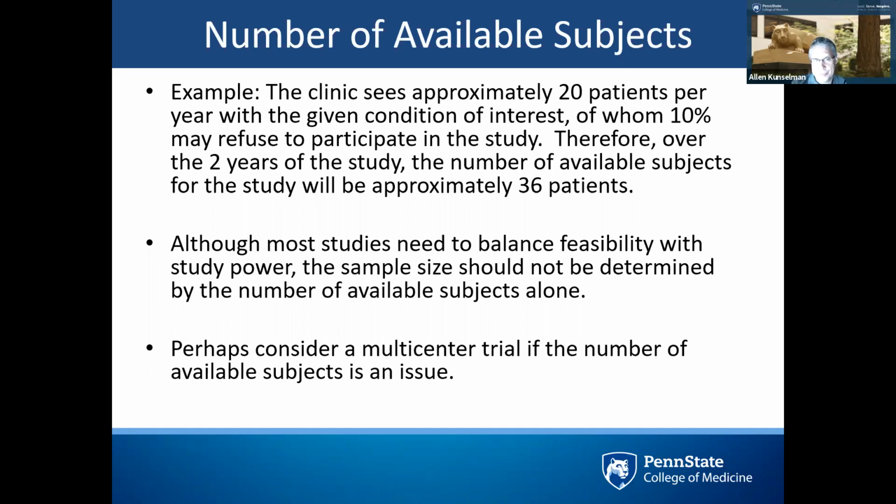Some things you would want to consider: maybe you need to do a multi-center trial, or maybe you need to change your primary outcome to one that's more feasible. If this primary outcome required 60 subjects, but you only have 36 available in a 2-year period to finish your grant.